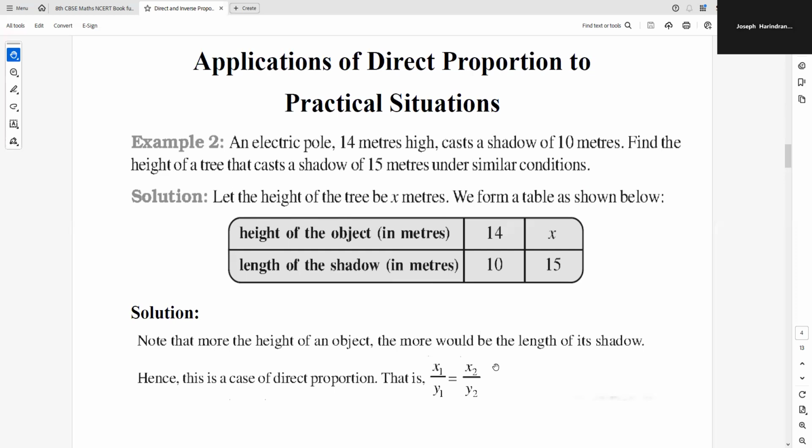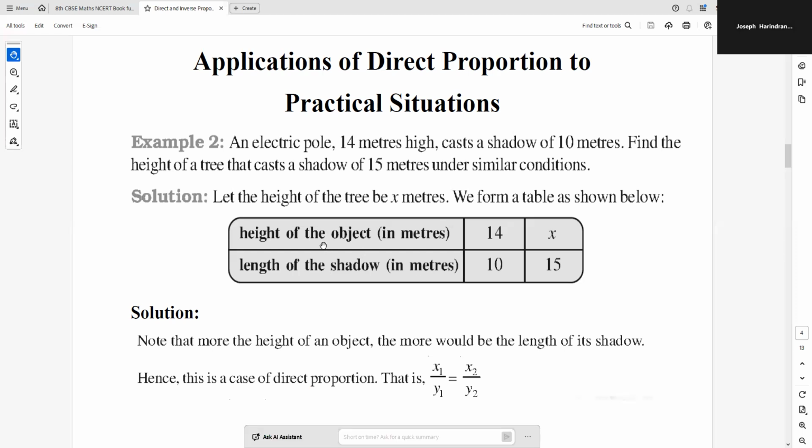The electric pole, which is 14 meters high, casts a shadow of 10 meters. What will be the height of the tree that, at the same time, casts a shadow of 15 meters? That is what the question is. Try to understand the question. Now, there are two quantities here, two variables. One is the height of the object. The other one is the length of the shadow.